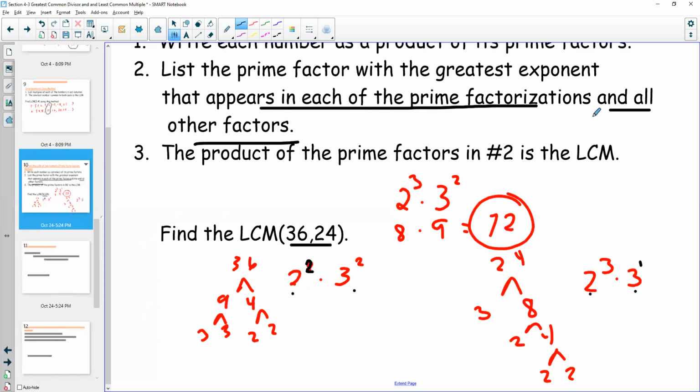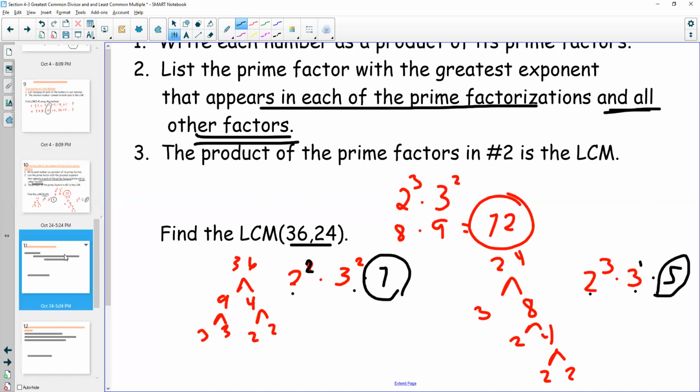Now, what this idea says, and all other factors here. So say, for example, we did the prime factorization and it was like 2 times 3 times 7, and this guy was 2 times 3 times 5. What you would do is include the 7 and the 5, even though they're not in common, because it's the greatest exponent that appears in both, and everything else that's sort of lingering around, okay? All right, you'll get practice with this.